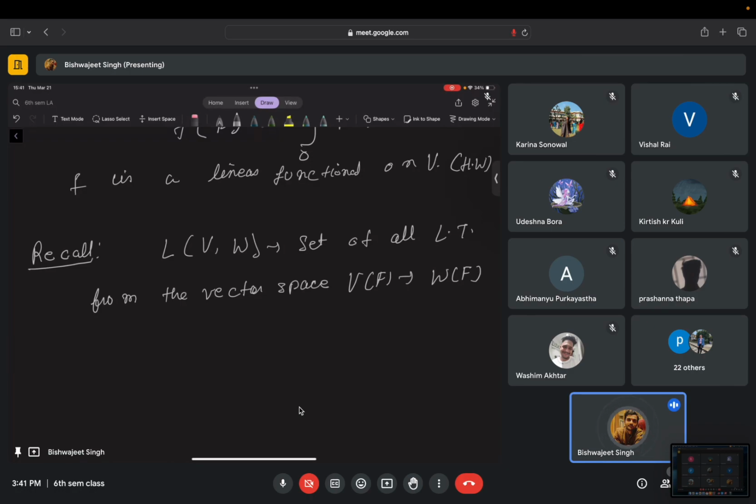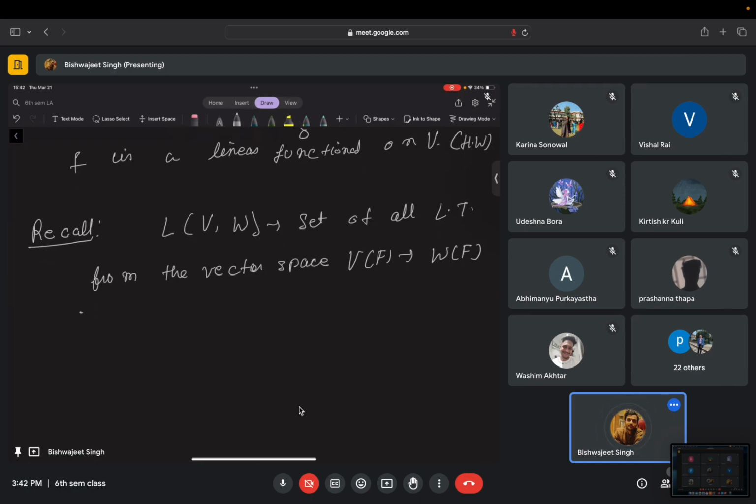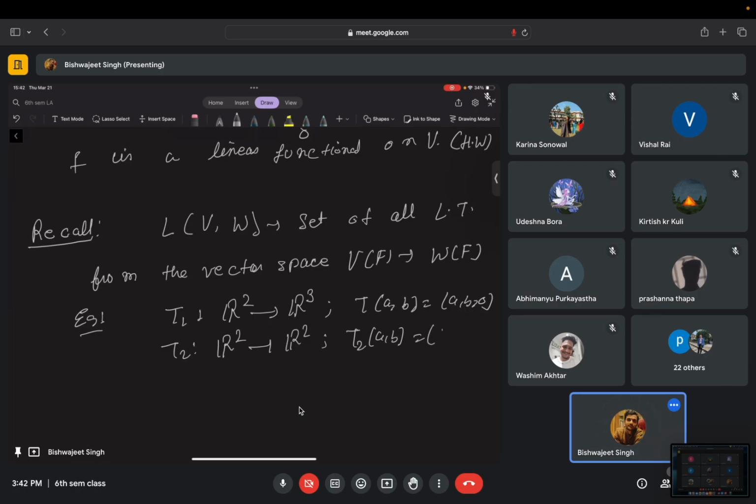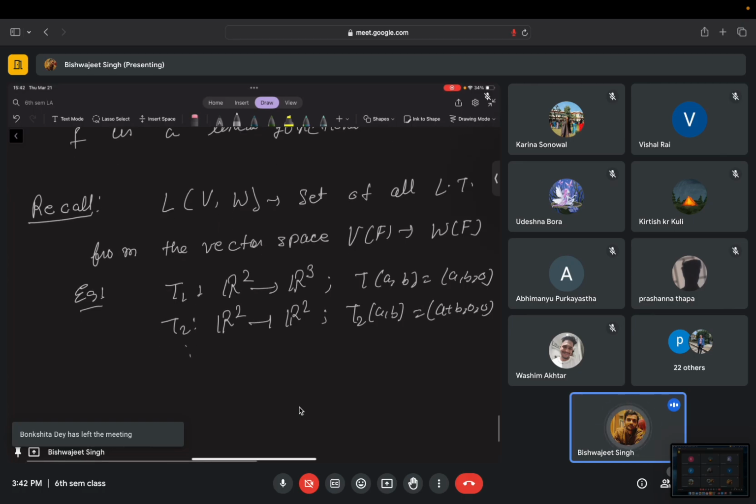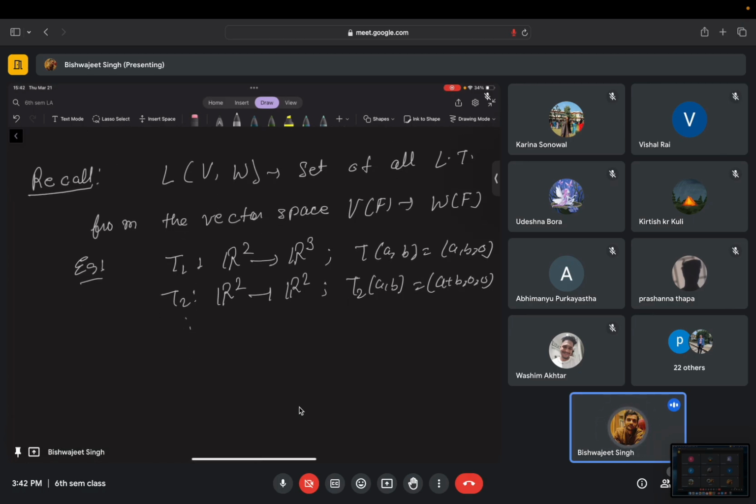So obviously you can define infinitely many transformations between two vector spaces. For example, I can define T1 from R2 to R3 as T of (a, b) equals (a, b, 0). T2 from R2 to R3 I can define as T2 of (a, b) equals (a plus b, 0, 0). And similarly I can define infinitely many transformations.